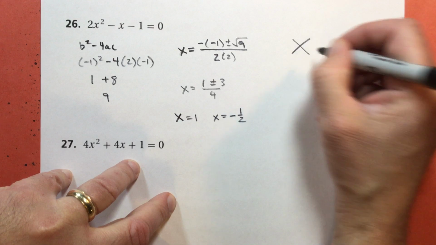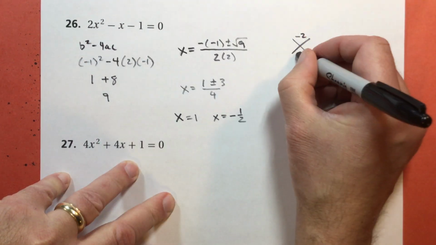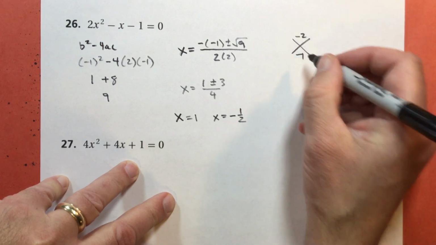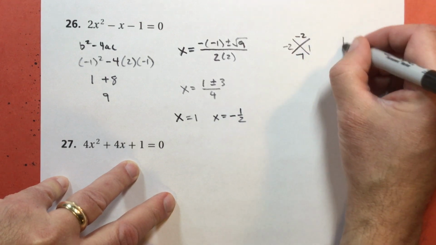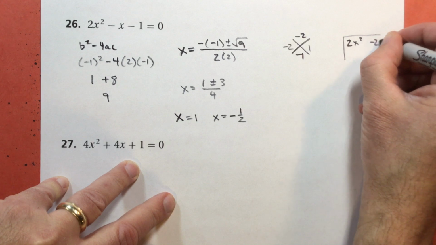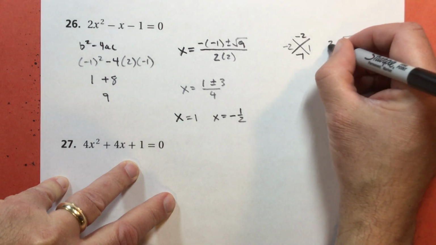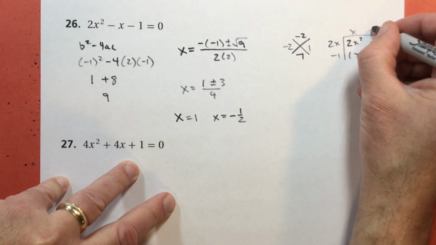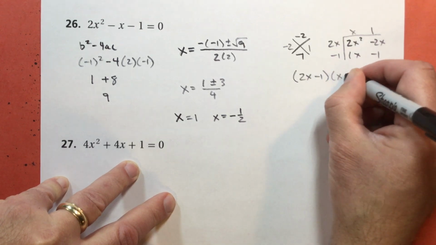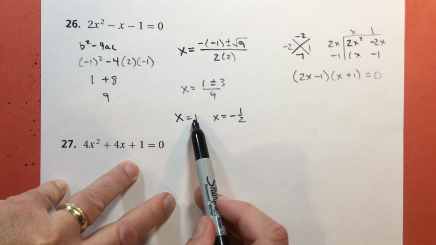I'm just going to do my diamond method real quick. 2 times -1 is -2 over -1. What two numbers multiply to give -2 but add to give -1? That'd be -2 and 1. When I factor, I get 2x squared, -2x, 1x, and -1. So 2x minus 1, x plus 1 equals 0.